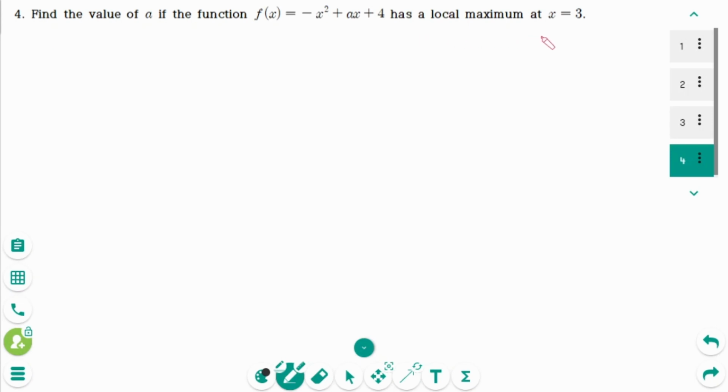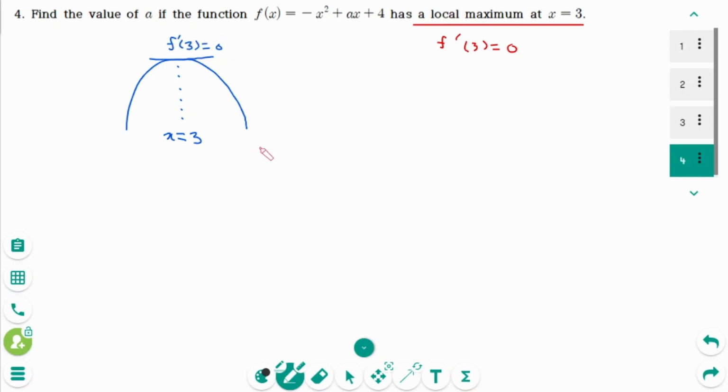Question 4. This means f prime of 3 equals 0. The graph of a quadratic function with a negative coefficient is concave downward. So the graph is here, and this one is x equals 3. F prime of 3 equals 0. Then f prime of x equals minus 2x plus a. F prime of 3 equals minus 2 times 3 plus a, then minus 6 plus a, which is 0, then a equals 6.